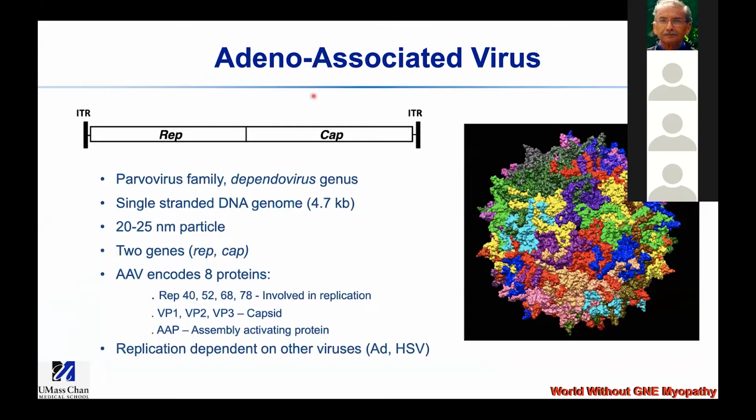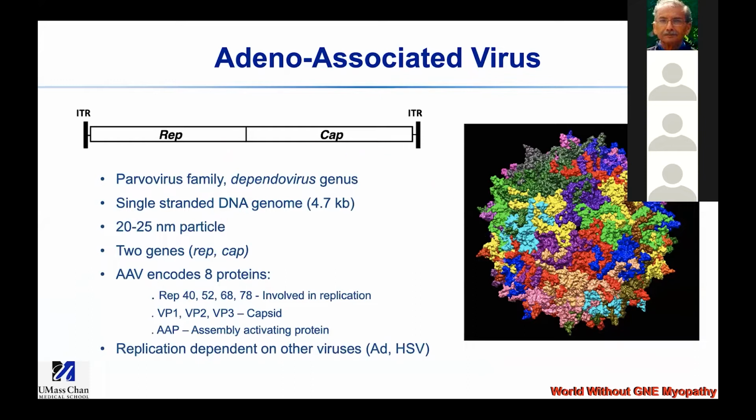So AAV, adeno-associated virus, people joke actually that this is almost a virus. That's what AAV means, because it really is a very simple one. It has two genes. That's it. That's all that makes this virus. And it only makes 8 proteins. Of course, all of them very important for its function. You can think of it as a nanoparticle, and it's about 20 to 25 nanometers in size. It has a single-stranded DNA genome.